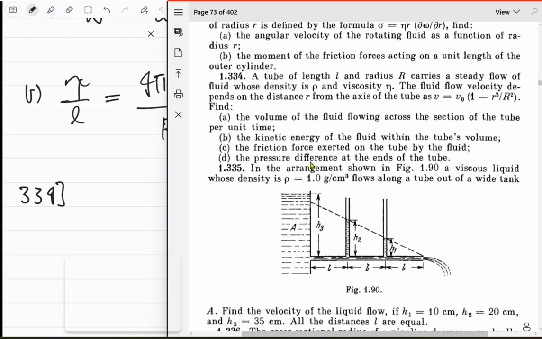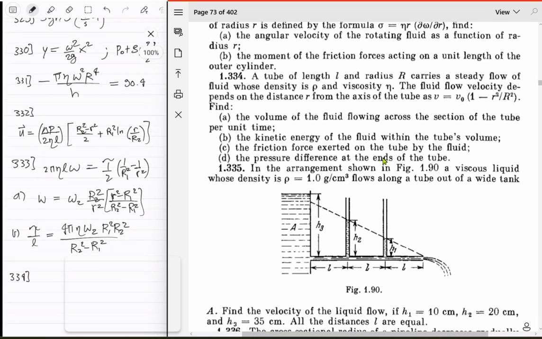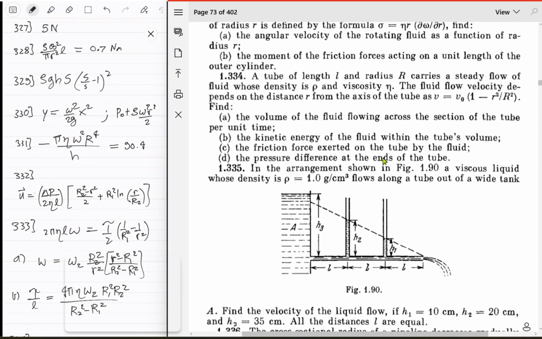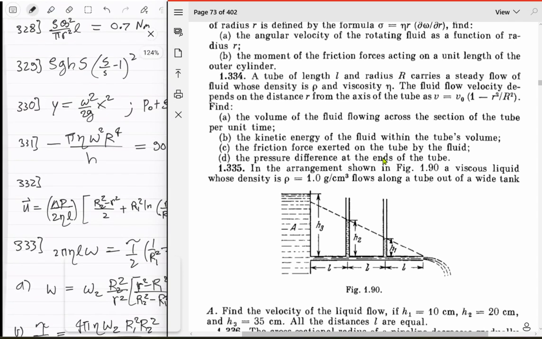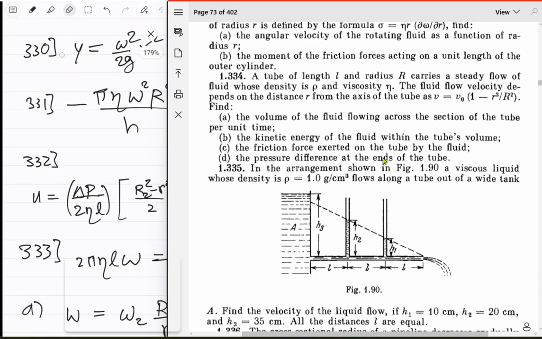The friction force exerted on the tube by the fluid. Okay, that's something that you will have to do. I mean, it's not that hard because it can be done, no big deal. The pressure difference at the ends of the tube. Yeah, doable. The kind of thing that we got, right? So u vector was given by, it should be just u, not u vector, because we are just giving the magnitude.